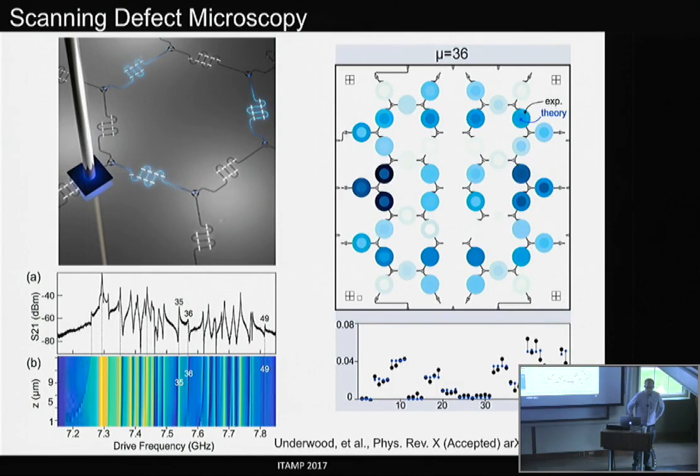For your dissipative models, the 1D cavity array here, for example, is the tuning parameter the initial photon number? The tuning parameter is the initial photon number, or the steady state drive of the system, which maps onto the photon number.